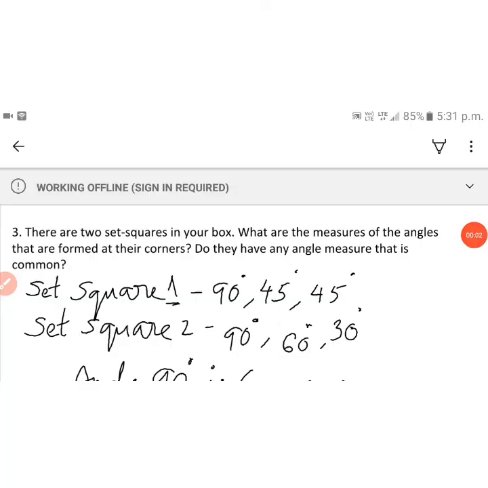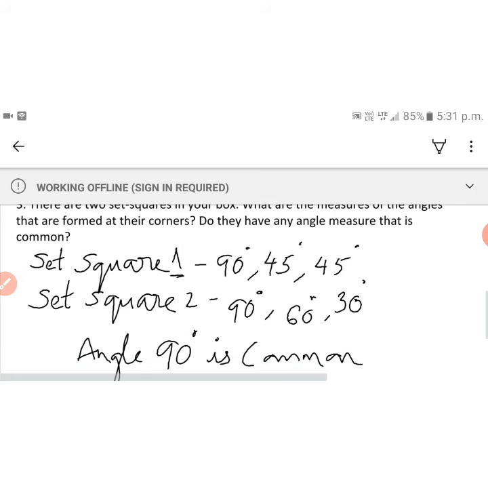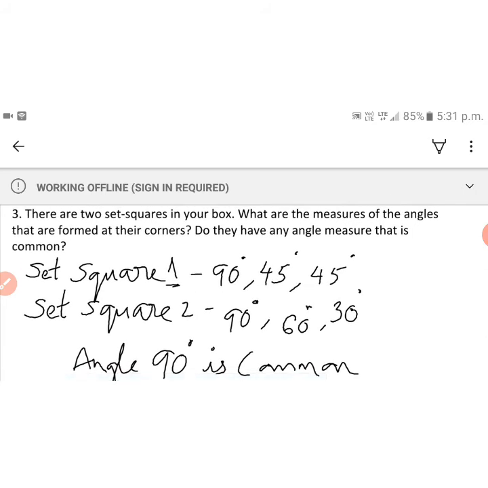Question number 3. There are two set squares in your box. What are the measures of the angles that are formed at the corners? Do they have any angle measure that is common? Set square 1 equal to 90 degree, 45 degree, 45 degree. Set square 2 is 90 degree, 60 degree and 30 degree. So angle 90 degree is common.